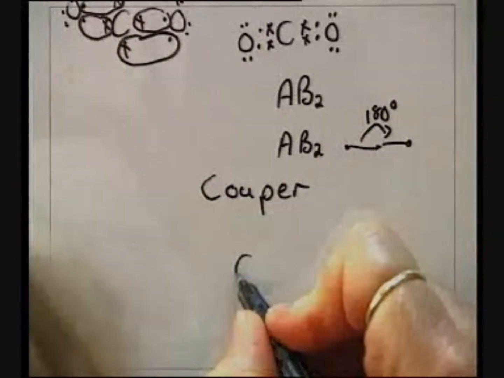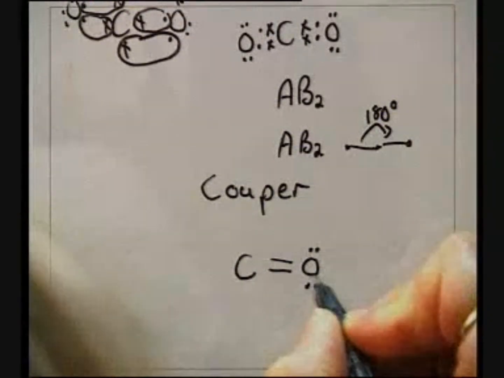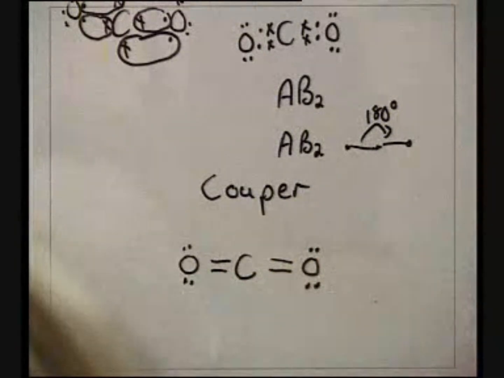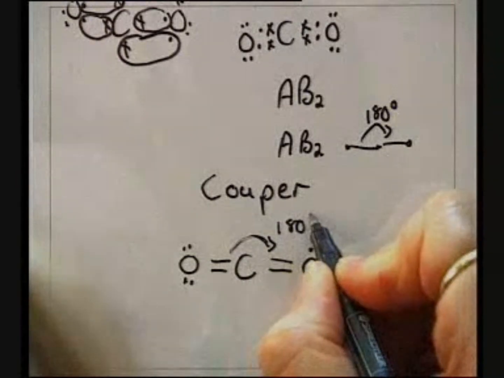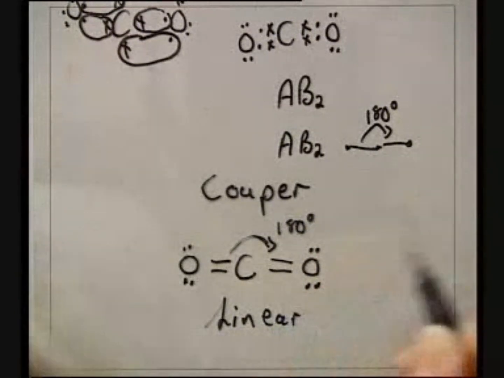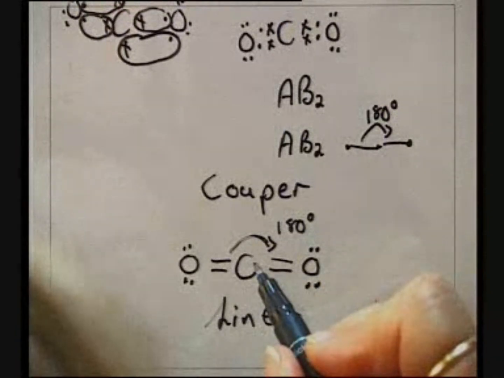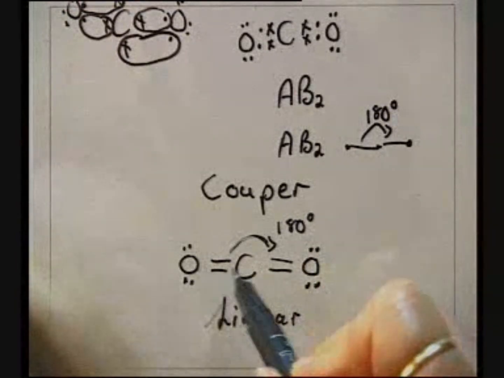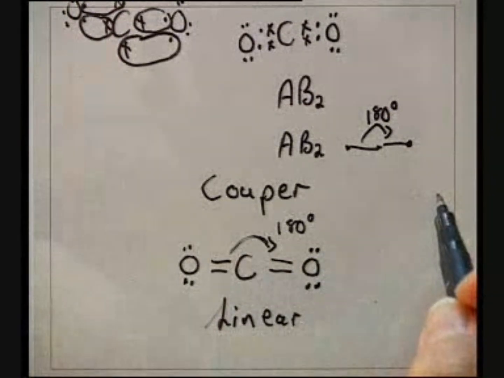We've got a central atom, carbon, bonded with 2 double bonds to oxygen atoms. We predict a bond angle of 180 degrees, and we predict a linear geometry. The molecular geometry will depend on the position of the atomic nuclei in three-dimensional space. Atomic nucleus oxygen, atomic nucleus carbon, atomic nucleus oxygen will describe a linear molecular geometry.